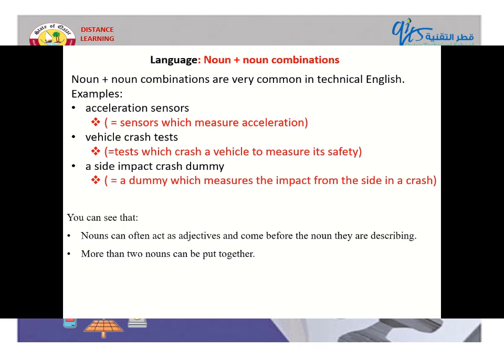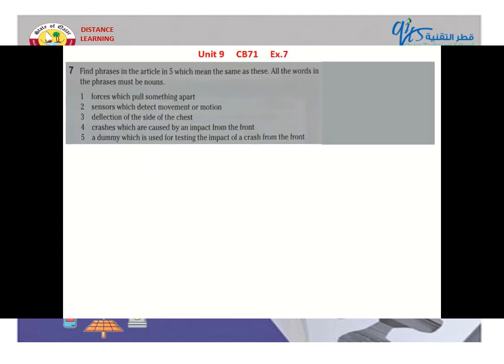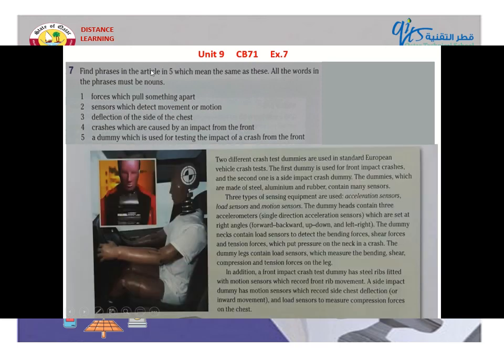Now, let's move to our next task, task 7 on the same page. Find phrases in the article in 5 which mean the same as these. The article in 5 is this one here. So we need to find phrases in this article which mean the same as these ones. And all the words in the phrases must be nouns. That is, they must be noun plus noun combinations.